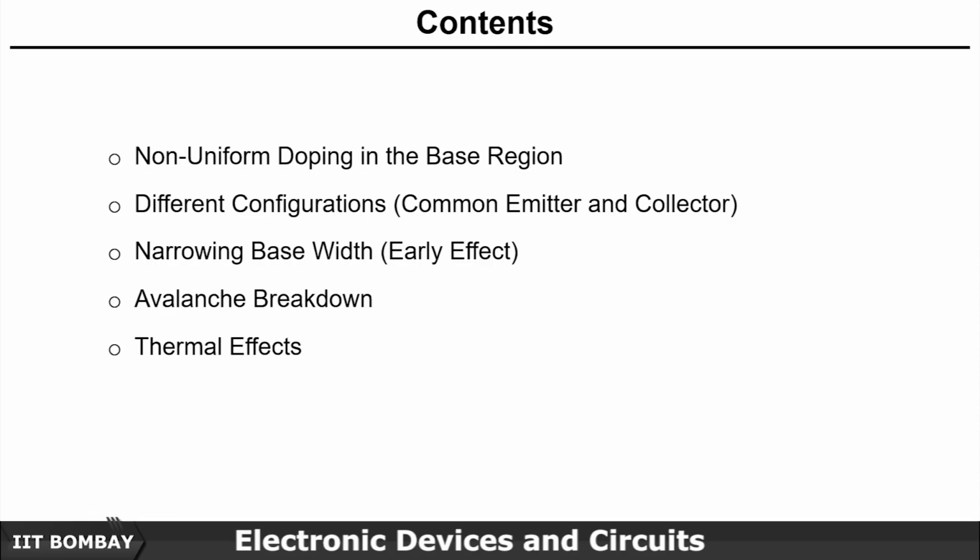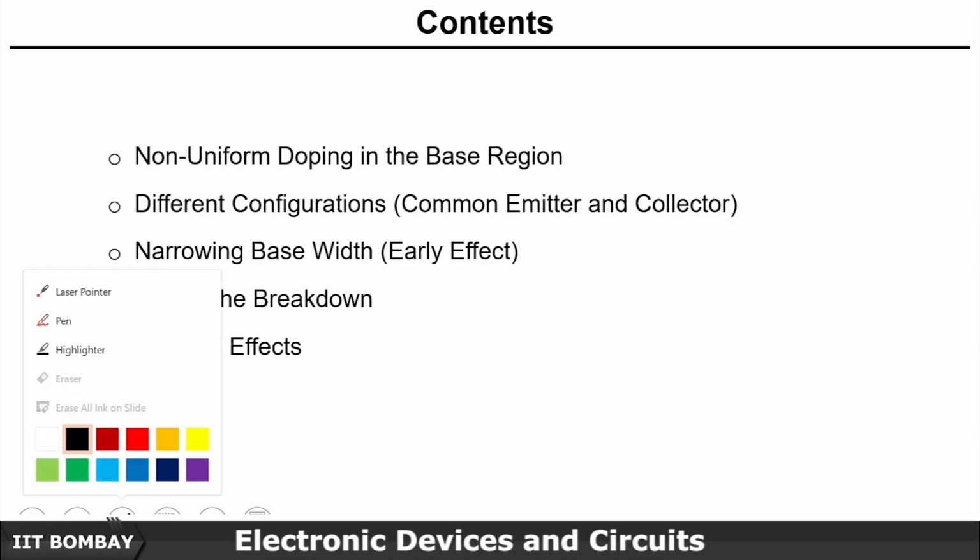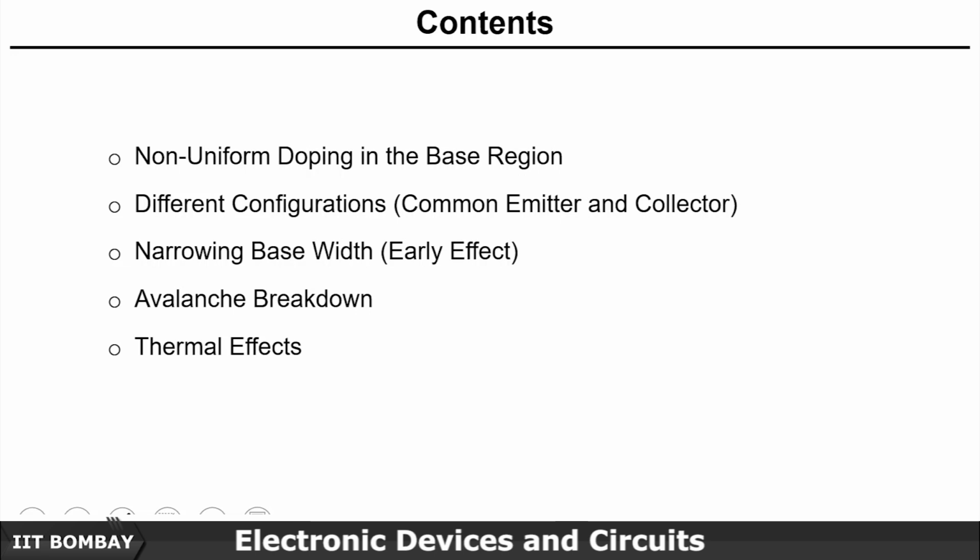Other than that, we will talk about different configurations. We discussed mostly the common base configuration in the previous lecture. We will talk about the common emitter and common collector, as these transistors have three terminals, so any one of them can be made common, and we will see what impact it brings in terms of application and characteristics. We will also talk about narrow base width, under what circumstances the effective base width gets narrow, and this effect is known as the early effect.